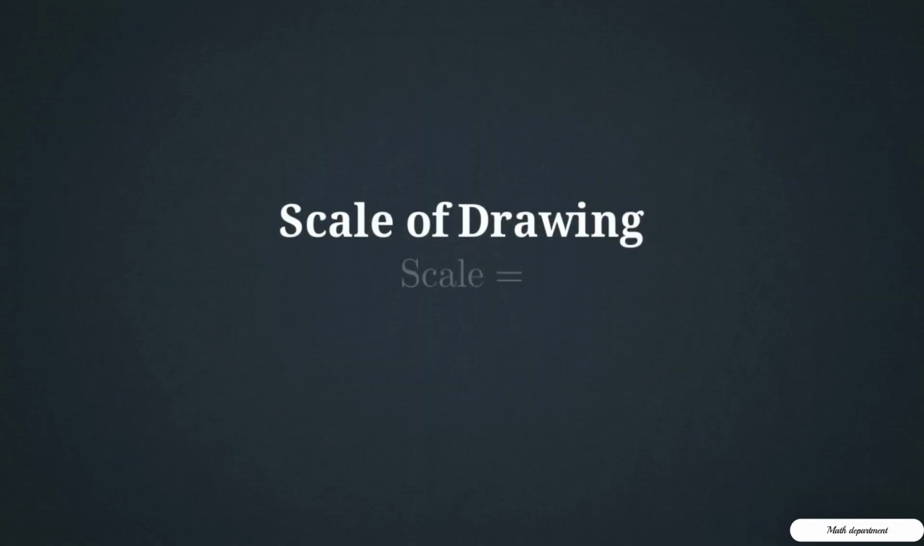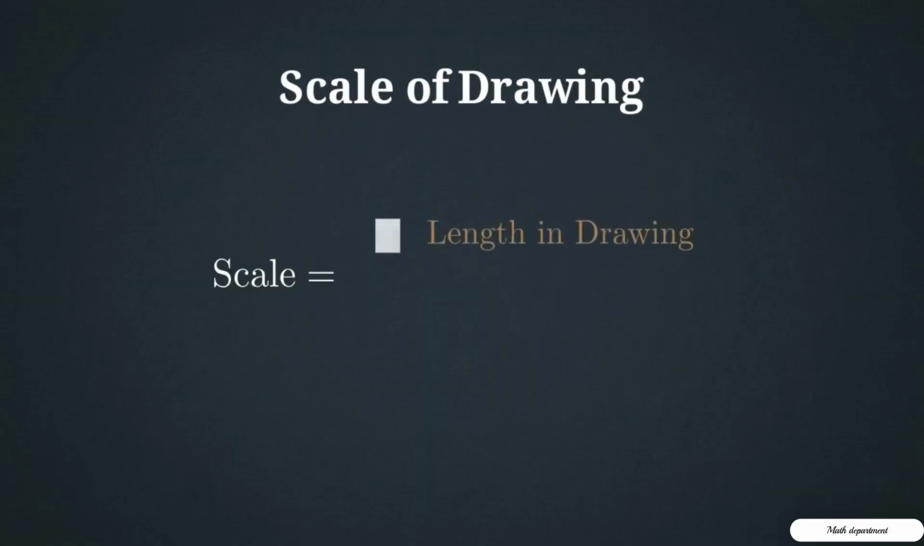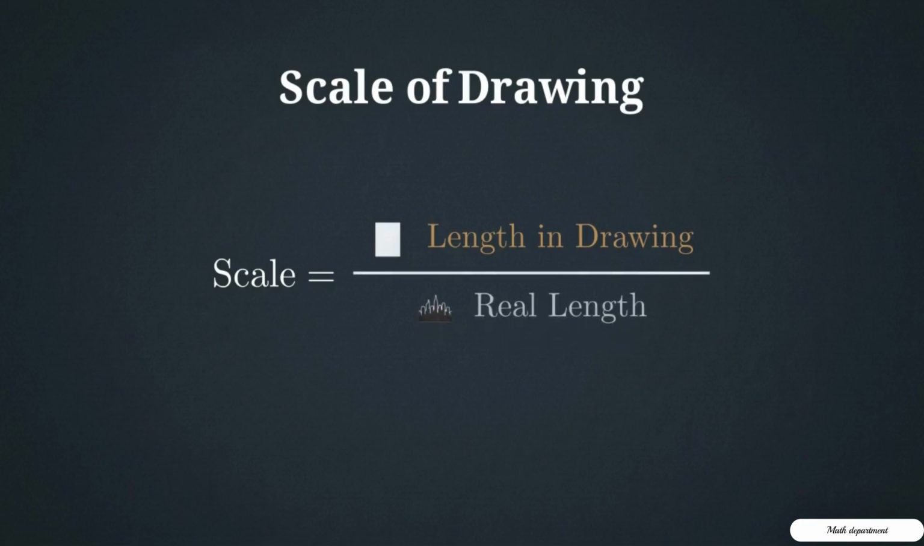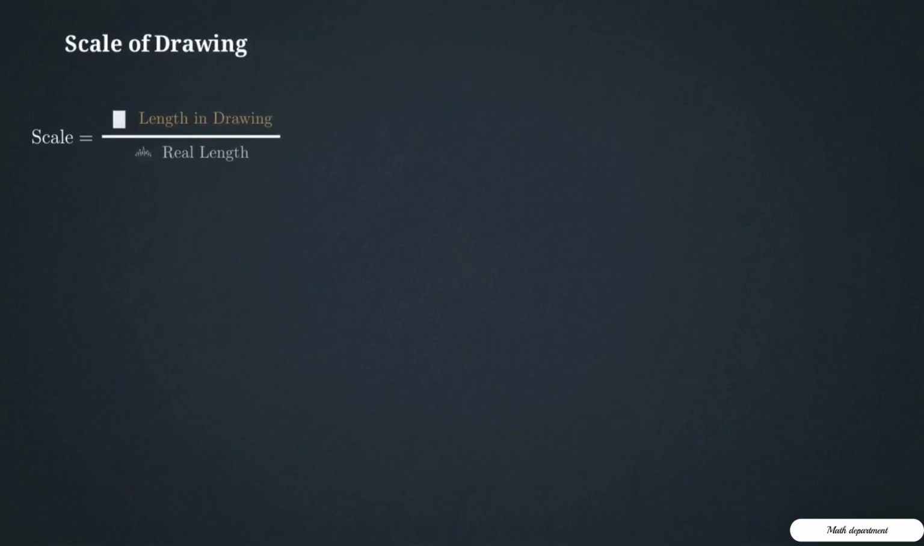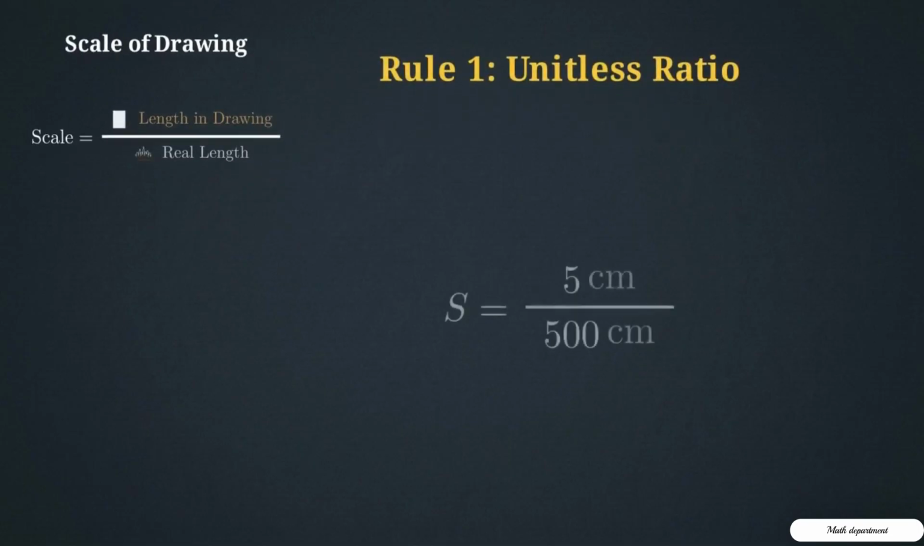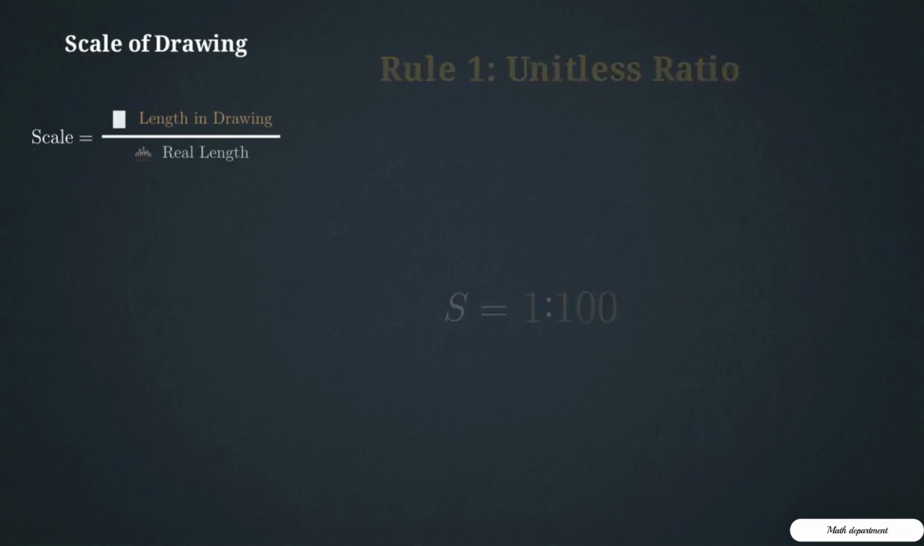The concept relies on a strict formula. The scale of drawing equals the length in the drawing divided by the real length. Working with this formula comes with two strict rules. First, a final scale is a pure mathematical ratio. It has 0 units attached to it. Measurements like centimeters and meters are deleted from the final answer.